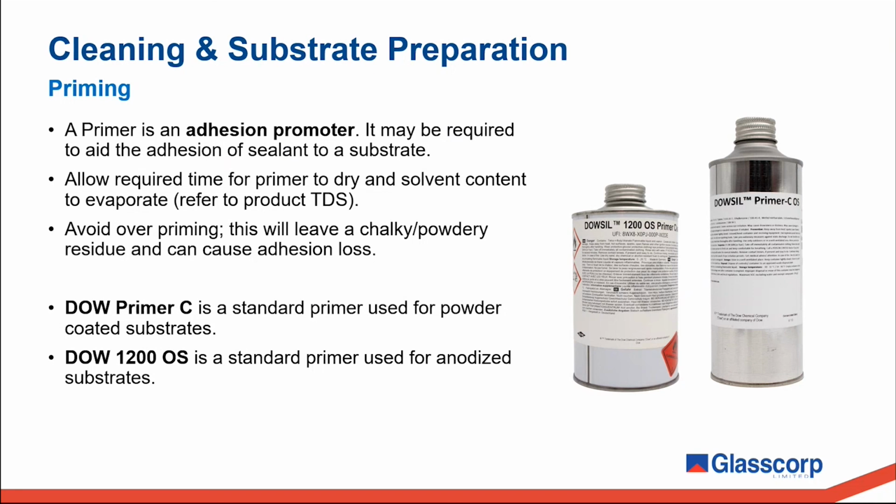The two standard primers that we provide for structural glazing applications are Dow Primer C for powder-coated substrates and Dow 1200 OS, which is standard for anodized aluminium, among other substrates. Important note, do not prime glass surfaces. Glass does not need to be primed.